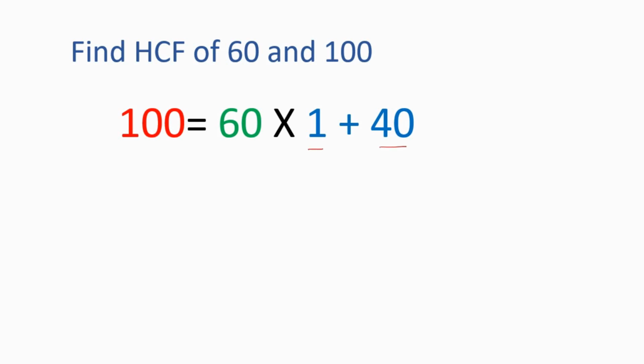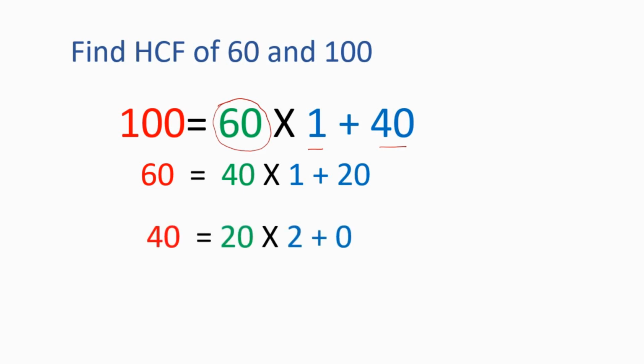And again, what we do, we use this particular thing. 60 is equal to 40 times 1 plus 20. Right? Here again we bring 1 and 20. Again 40 equal to 20 times 2 plus 0. Understand these three steps, you can understand.